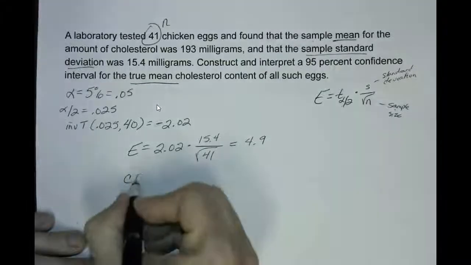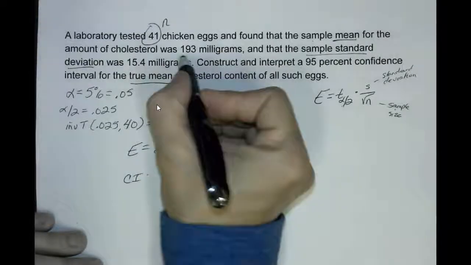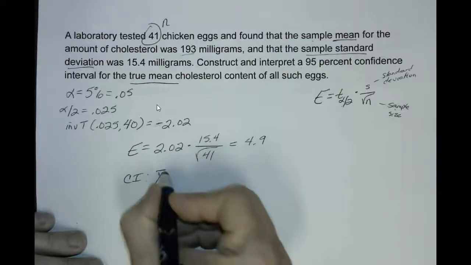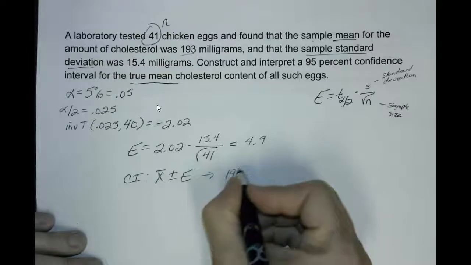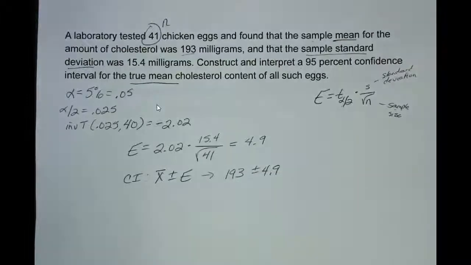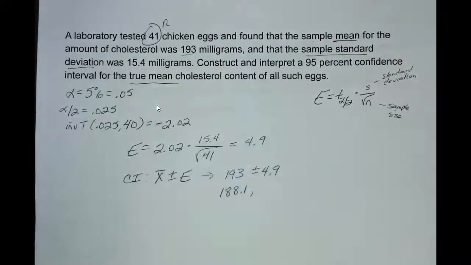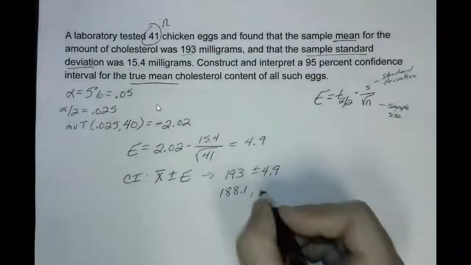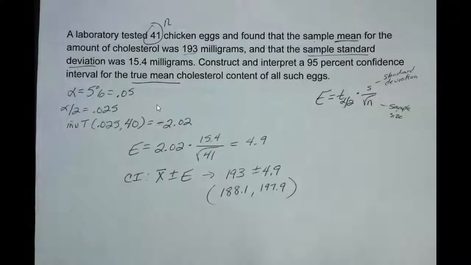So now to do our confidence interval, we're going to take our point estimate. In this one, our point estimate is our sample mean. So we take our x bar plus or minus our margin of error. So that's going to be 193 plus or minus 4.9. So we'd subtract the 4.9 to get the lower limit. So we'd get 188.1, and we'd add the 4.9 to get our upper limit, which would be 197.9. So there's our confidence interval.